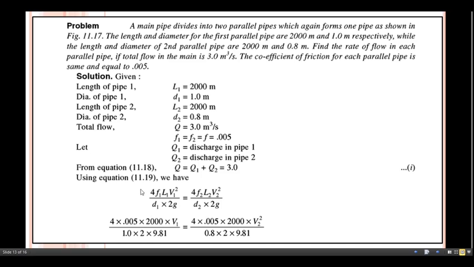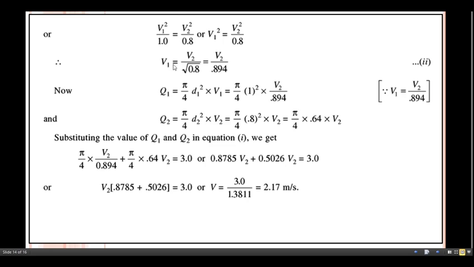Now write this relation: 4 F1 L1 V1 squared divided by D1 multiplied by 2g equals 4 F2 L2 V2 squared divided by D2 multiplied by 2g. Substitute everything and you can get the relation between V1 and V2. You can get the value of V1 in terms of V2 in this way: V1 equals V2 divided by 0.894.